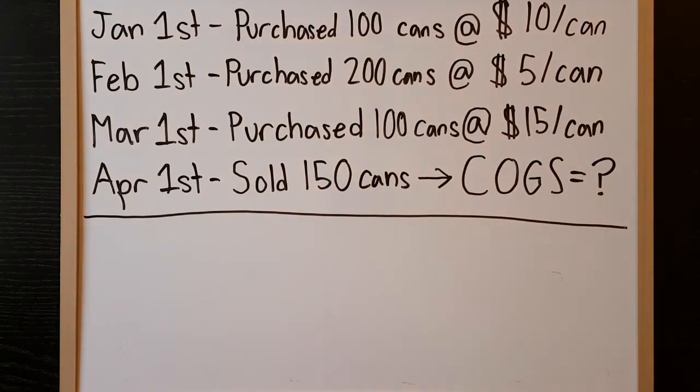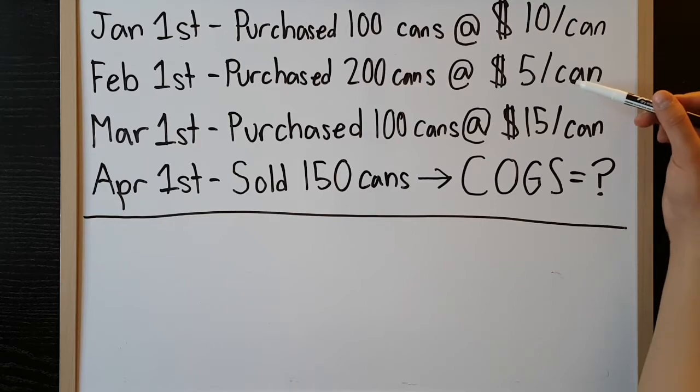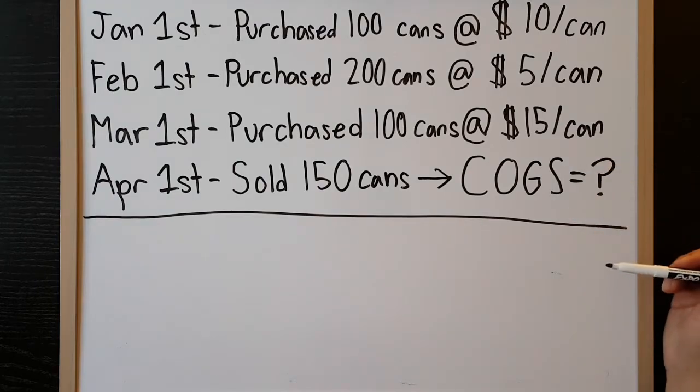Next up is first in, first out. As the name implies, we assume that the first cans to be sold are the first cans to be purchased. Since 150 units were sold, we assume that the first 100 of them were the 100 units purchased on January 1st, and the next 50 units are part of the 200 units purchased on February 1st. These are the first units to go into inventory. Therefore, under FIFO, they are assumed to be the first units to go out of inventory.